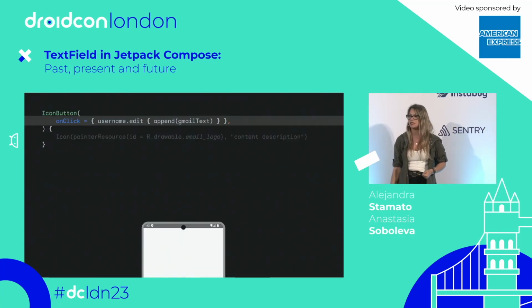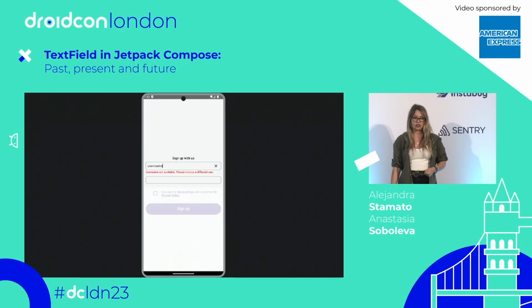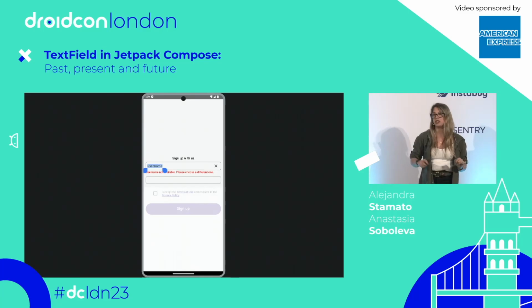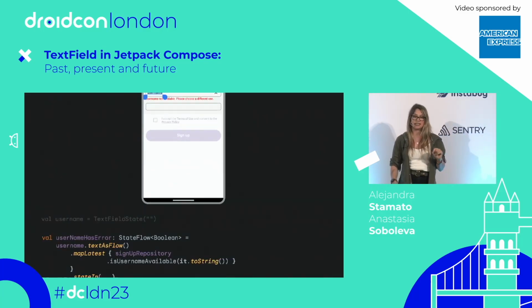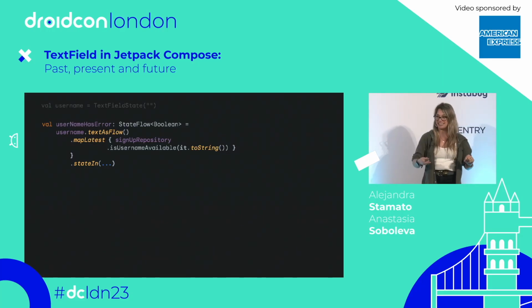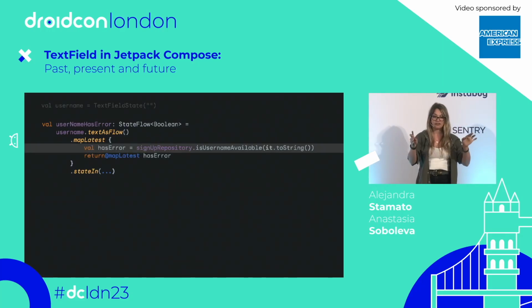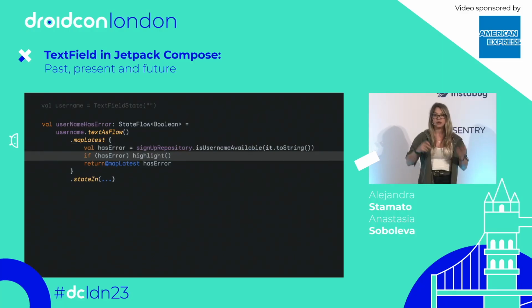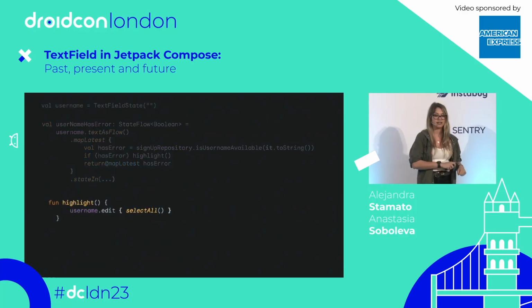Very simple, very straightforward. And last but not least, what if our validation fails? You want to select the text just so the user can type a new one very easily. You're already observing the state. What you want to do is identify if you had an error, and if you do, you call a method highlight. And what highlight does is, again, call state.edit and selectAll, and it's just as simple as that. And you can use a bunch of other methods that you need as well.